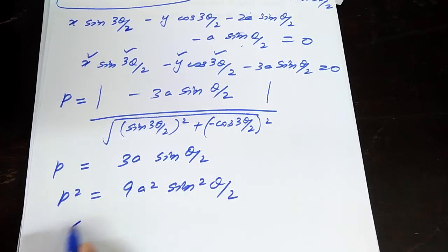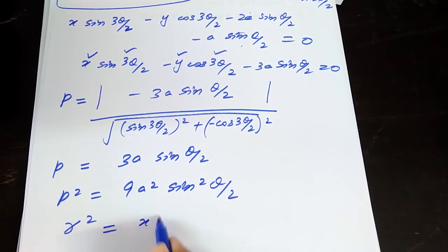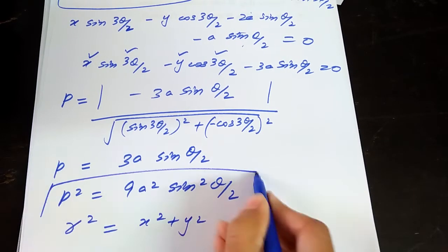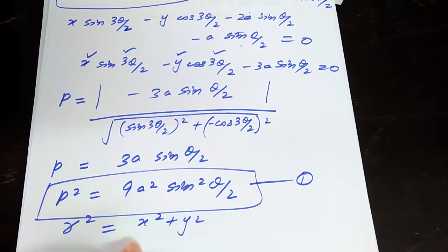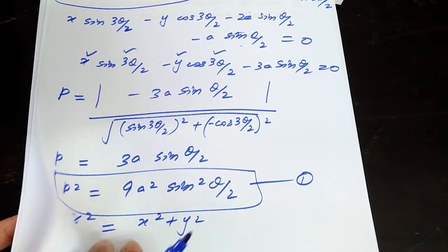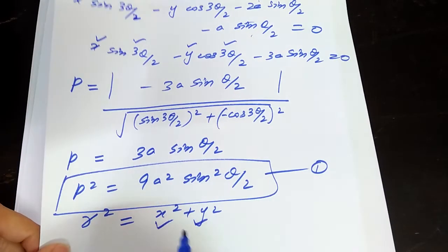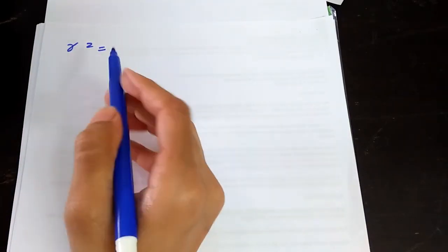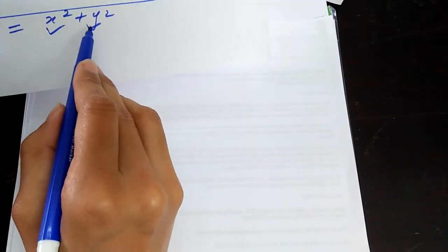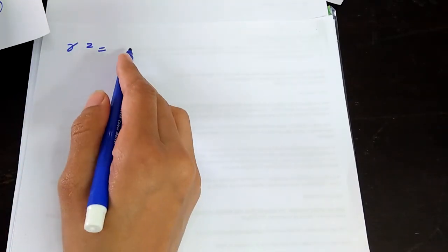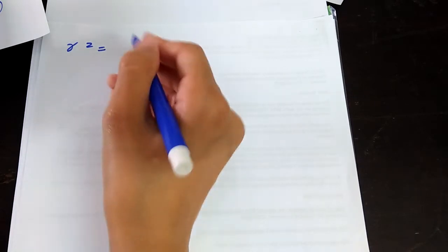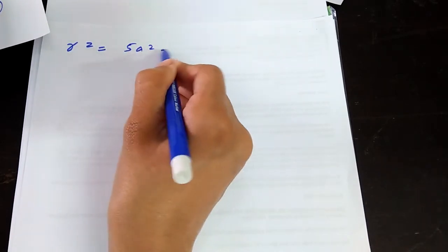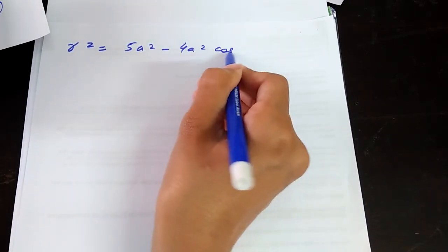Now we need r square is equal to x square plus y square. Keep it in your mind. Mark it as equation number 1. Now consider r square is equal to x square plus y square. Put the values of x and y from the question in it. After putting the values of x and y from the question and simplifying, I will get 5a square minus 4a square cos of theta.